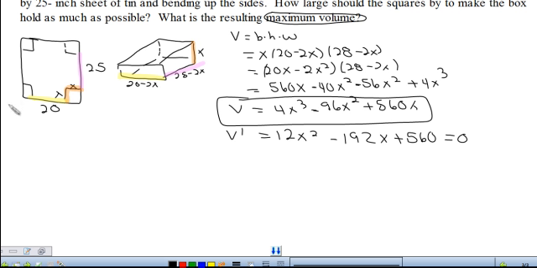What I'm going to do is I'm going to store the numbers into my calculator. That way I don't have to keep putting them in. So this is my A value.